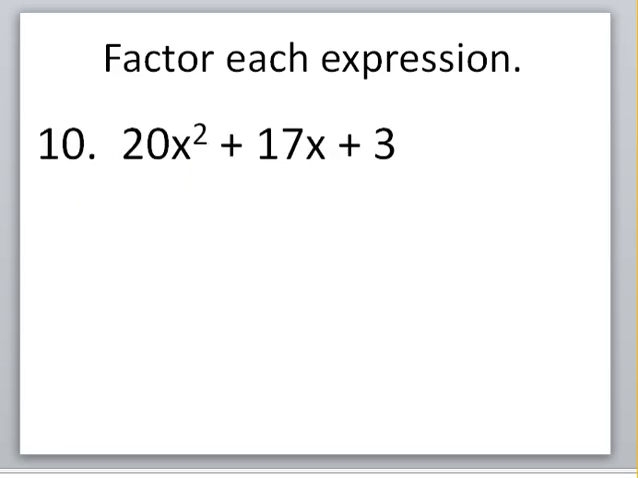My next example here, there is no greatest common factor. This one has lots of choices, but I'm going to try 4x and 5x. I always try that first, then I would try the 10 and the 2 next. This one doesn't have as many choices. I only have 1. I either have 3 and 1 or 1 and 3.